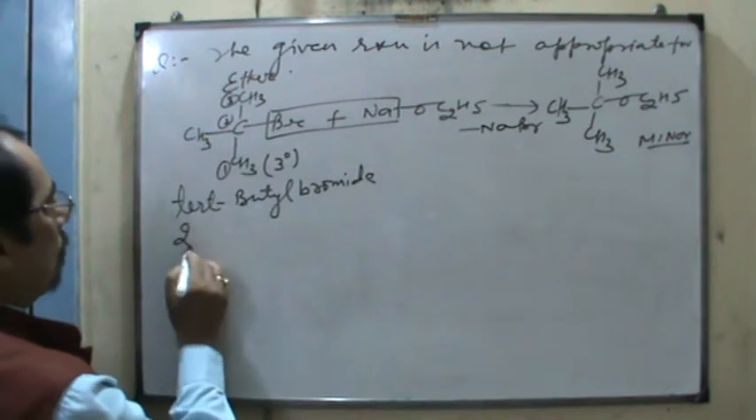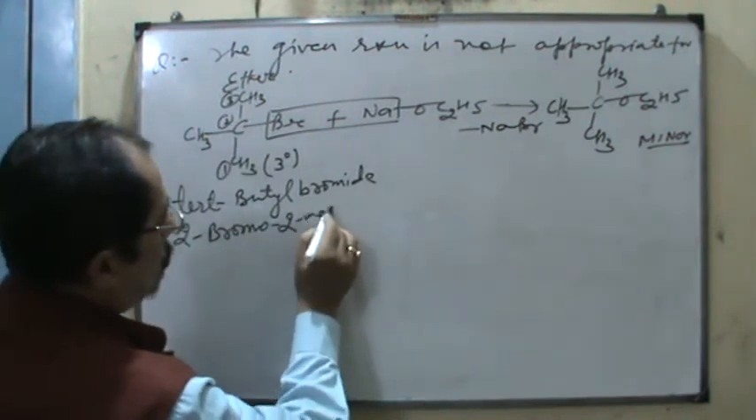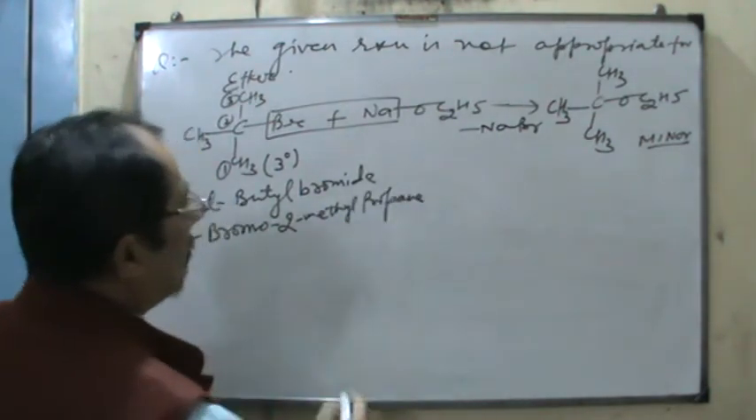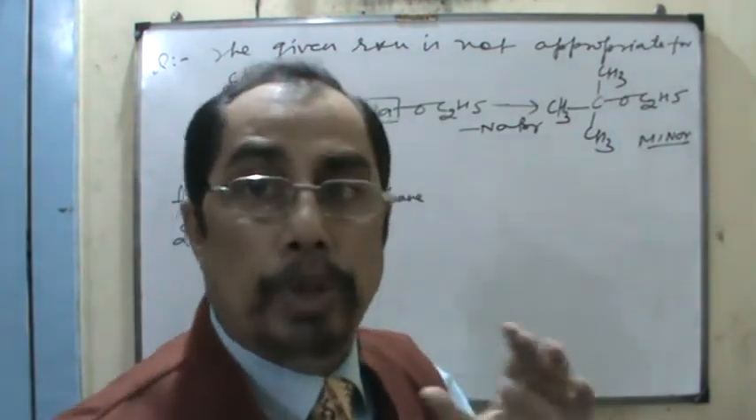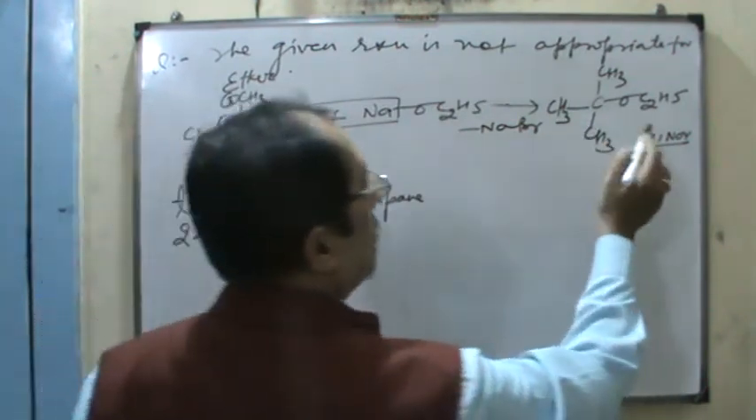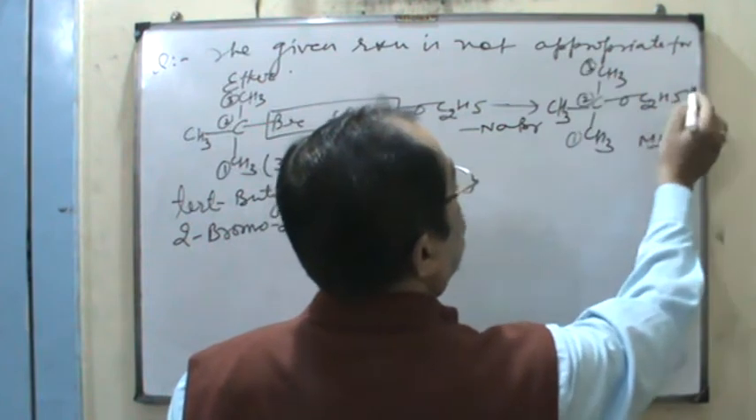So 2-bromo, 2-methyl propane in the IUPAC system. Only you just go for the IUPAC system of nomenclature. So you will revive and revamp your previous knowledge and apply your knowledge in every part. Here it is the 1, this is the 2 and this is the 3.